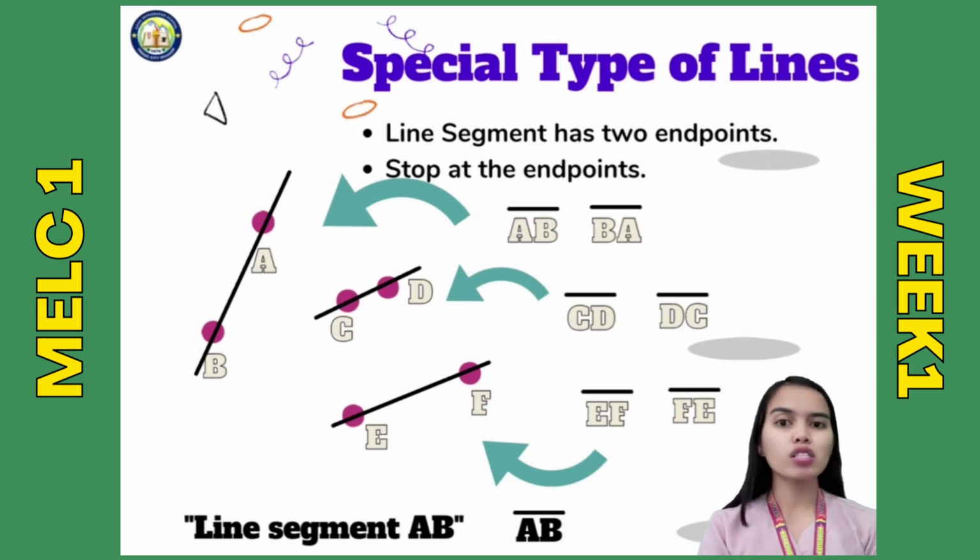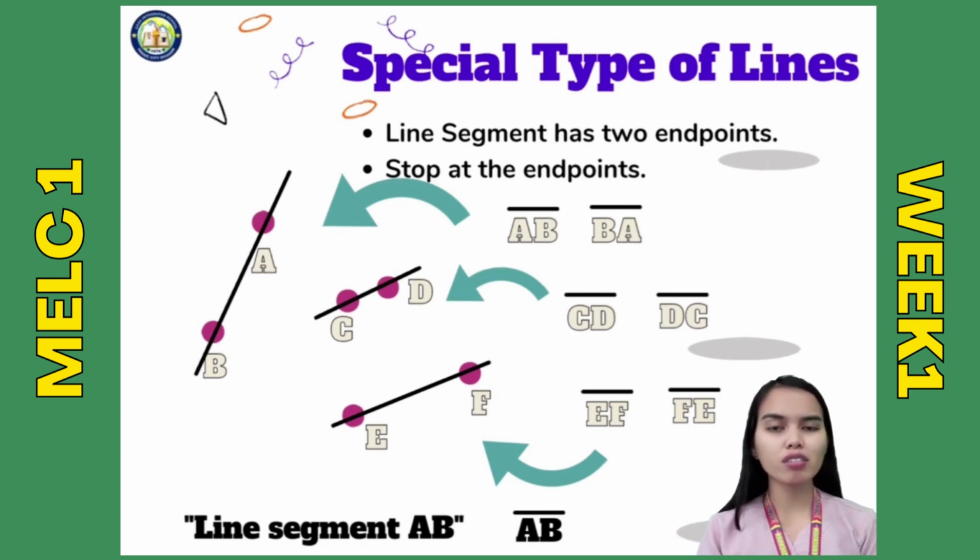So the line will stop at the endpoints. As we can see on the screen, we have different lines, and on each line, we have different endpoints. So for the first line, we have line segment AB, or it can be written as line segment BA. Then line segment CD, and line segment DC. And for the third line, we have line segment EF or line segment FE.